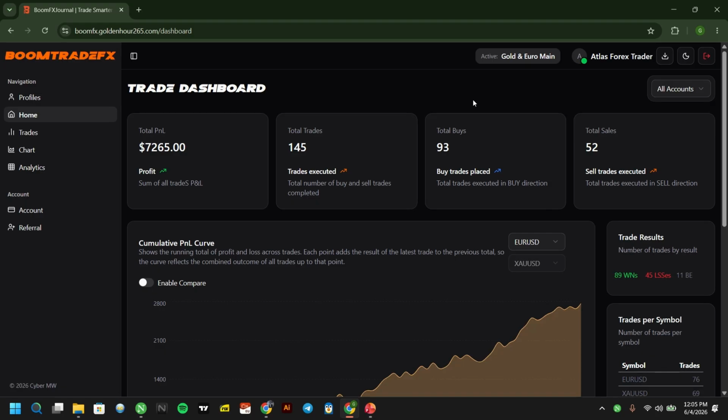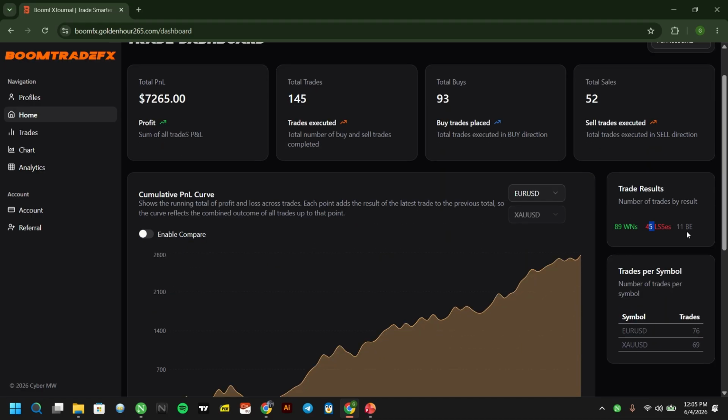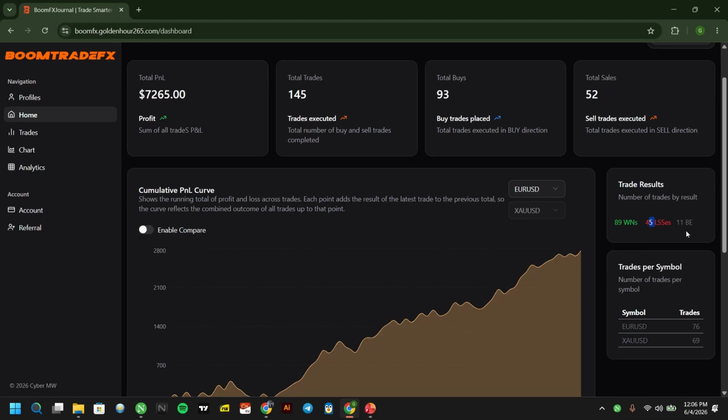As you can see, overall my profile has a total PNL of 7,265, and it took total trades of 147. So that's all the profiles combined and all the symbols in all the profiles combined. Total wins, you're talking about 85, total losses 45, and 11 trades are break even.